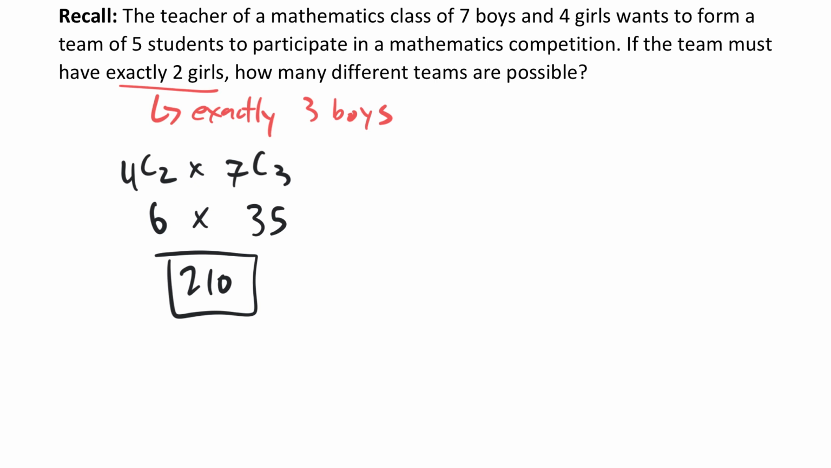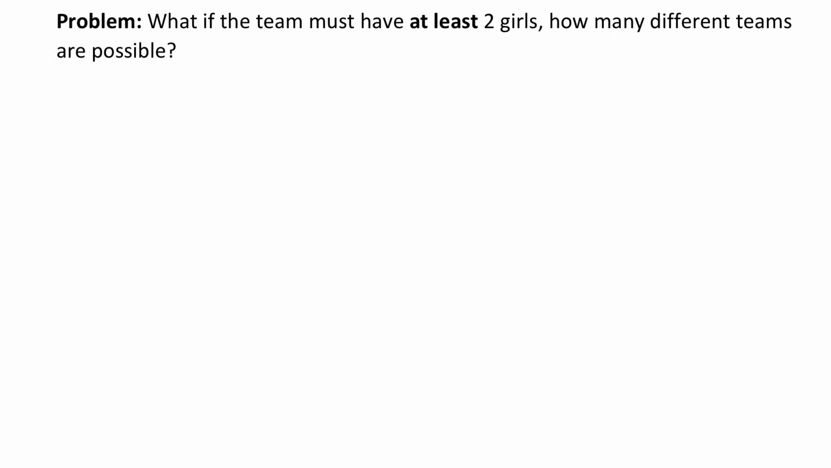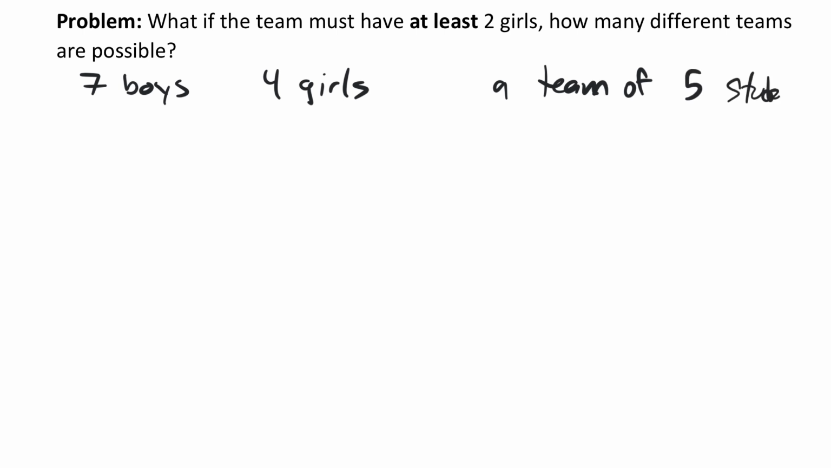All right, let's extend this a little bit and make it more interesting. What if the team must have at least 2 girls? How many different teams are possible? So again, just remember we have 7 boys in the class and we have 4 girls, and we are making a team of 5 students. But now it's not exactly 2 girls, it's at least 2 girls.